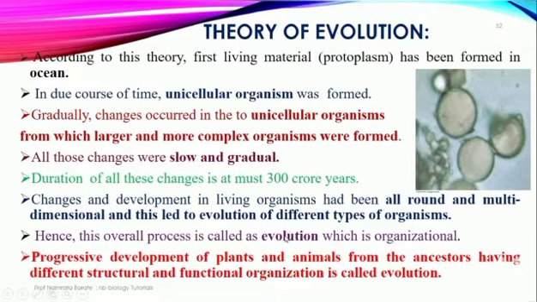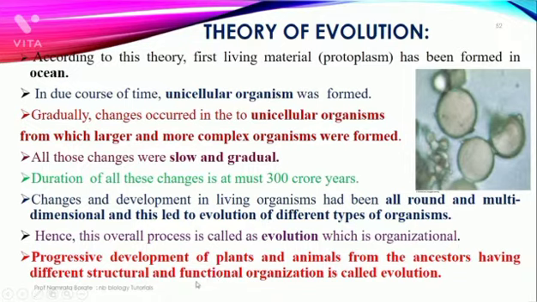It means unicellular organisms develop into complex forms of organisms. What is the definition of evolution? It is the progressive development of plants and animals from the ancestor. What is an ancestor? Forefather. Okay, so plants and animals are also formed from whom? They have developed from ancestors.